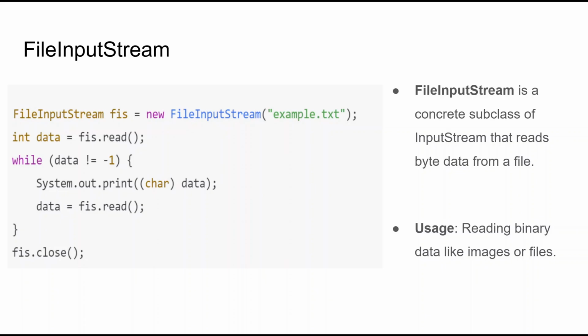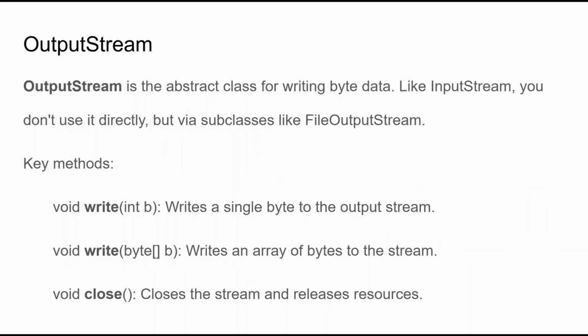Okay, so OutputStream. In the byte stream we have an InputStream, that is one part, and the OutputStream is another part. Means OutputStream is where the program is writing data, so it is an abstract class for writing byte data. Like InputStream, we don't use it directly, but only via subclasses, because this is an abstract class. An abstract class doesn't have a body, only a method declaration will be there. So FileOutputStream is one of the subclasses for this.